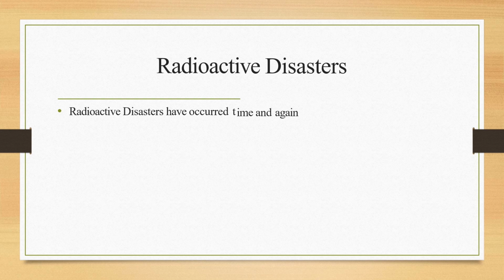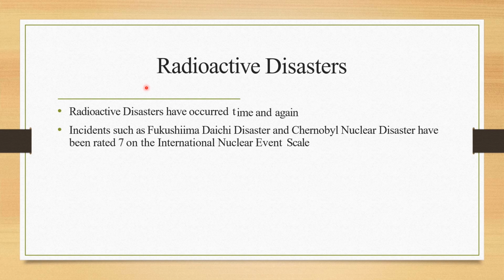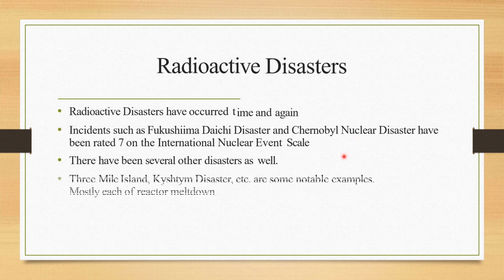Let's have a look at radioactive disasters. So radioactive disasters have occurred time and again. Incidents such as the Fukushima Daiichi disaster, which occurred in Japan, and the Chernobyl nuclear disaster, which occurred in Russia, have been rated 7 on the International Nuclear Event Scale. There have been several other disasters as well.